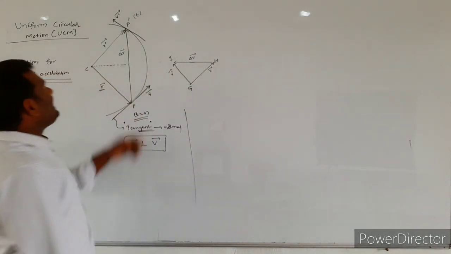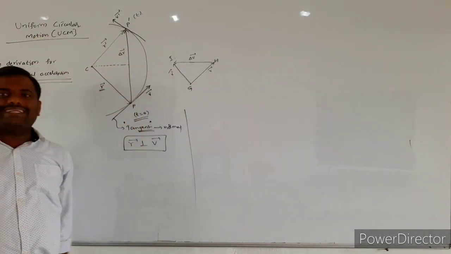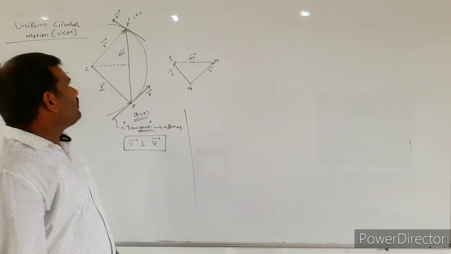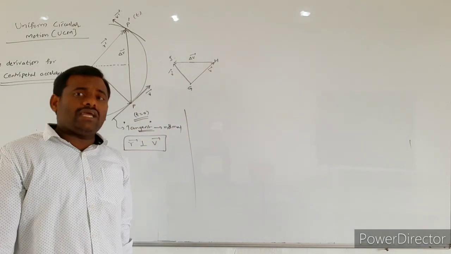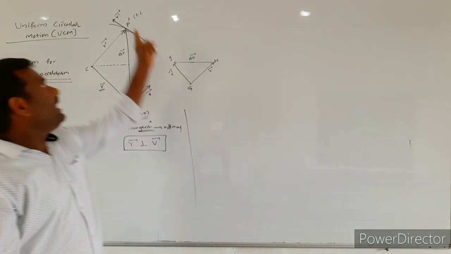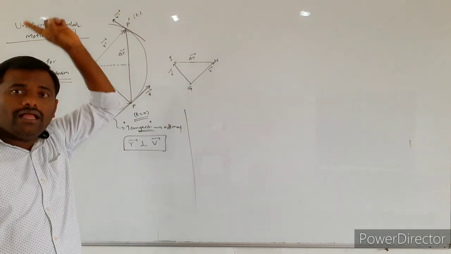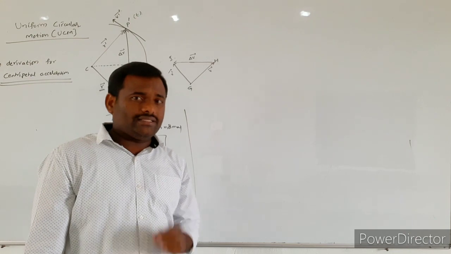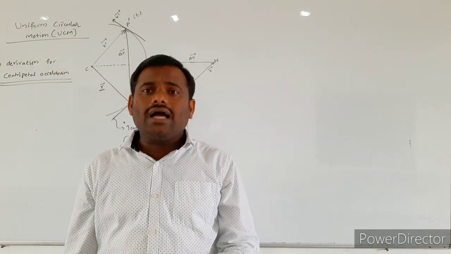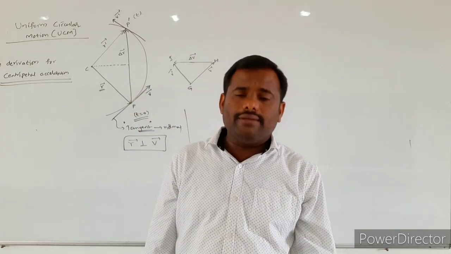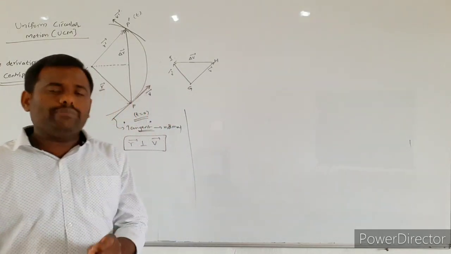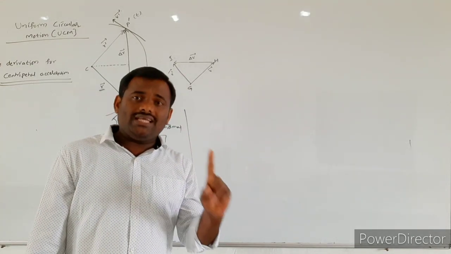Similarly, while the particle is at the point P dash, again I draw one more tangent. That tangent is representing what? Velocity of the same particle at the point P dash. Here we have to remember that the magnitude of either radius vector or velocity vector will remain the same. Only the direction changes.